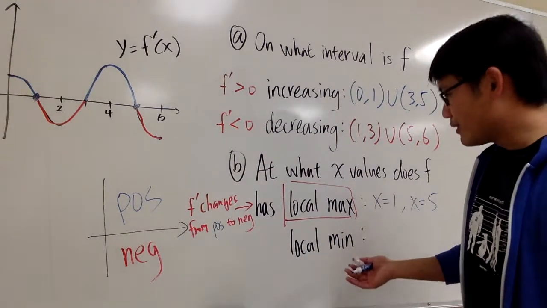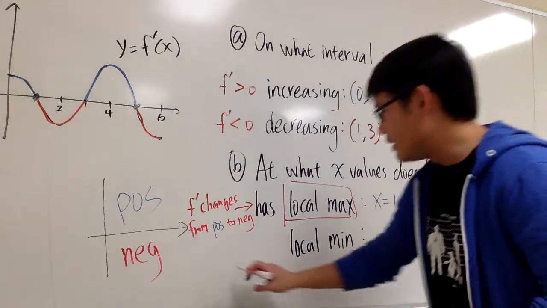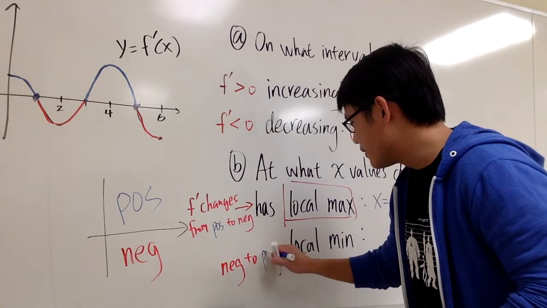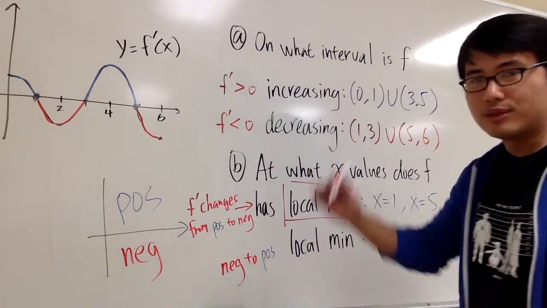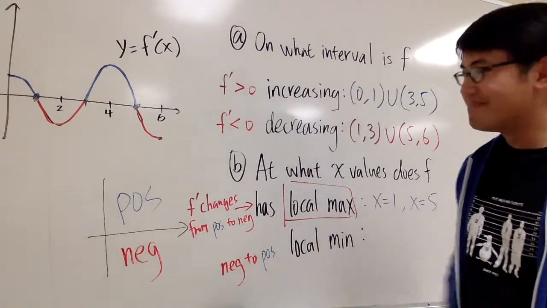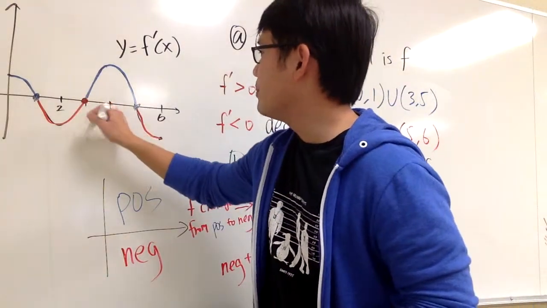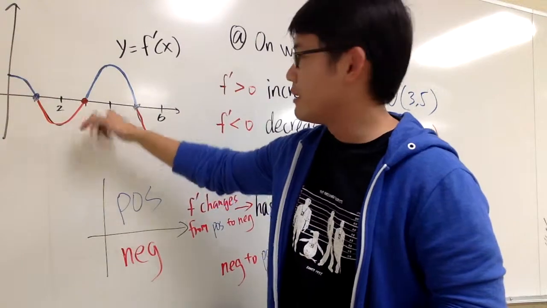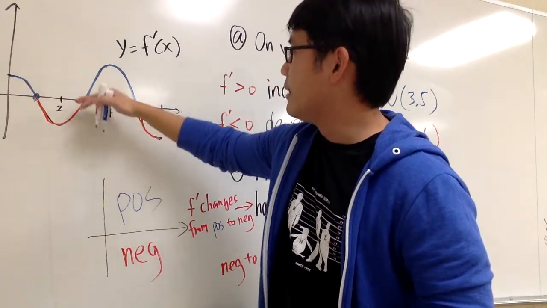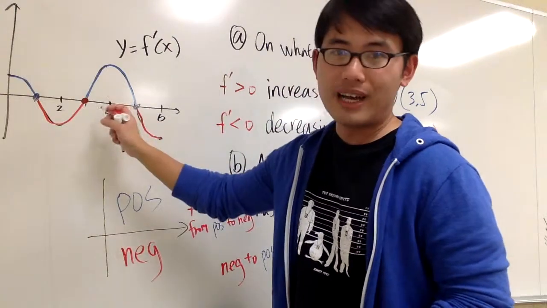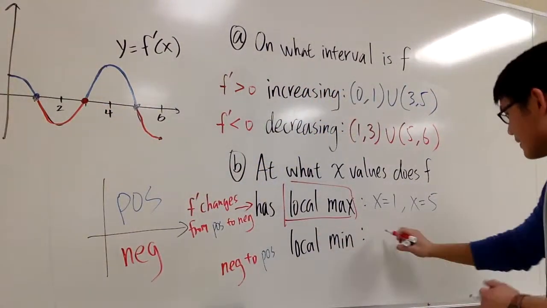How about local minimum? For local minimum, it's just going to be changes from negative to positive, because the function has to go down and then go up. So for the local minimum, it will be right here because it's a negative derivative, right? Below the x-axis, and then above the x-axis, and that's the only point that we have, which is x is equal to 3.